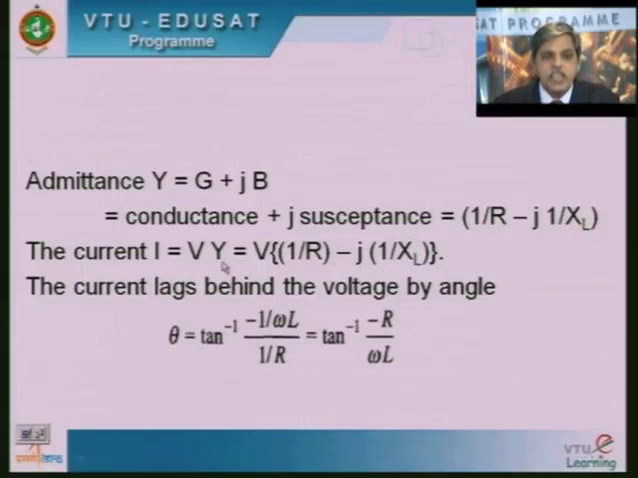So the current I is equal to V into Y. Now this current will lag behind the voltage by an angle theta, which is given by tan inverse of the imaginary component 1 upon XL divided by the real component of the admittance 1 by R. This comes down to tan inverse of minus R upon omega L.